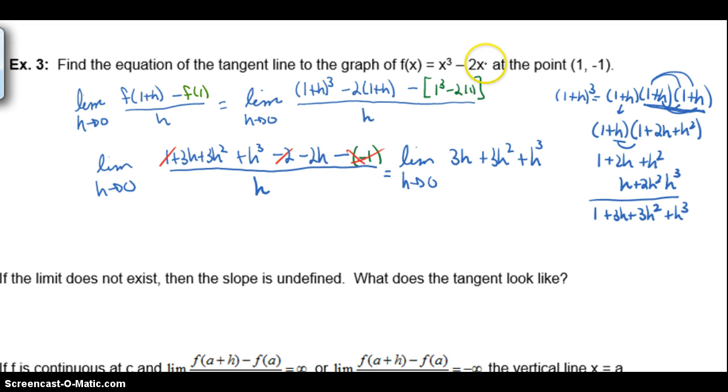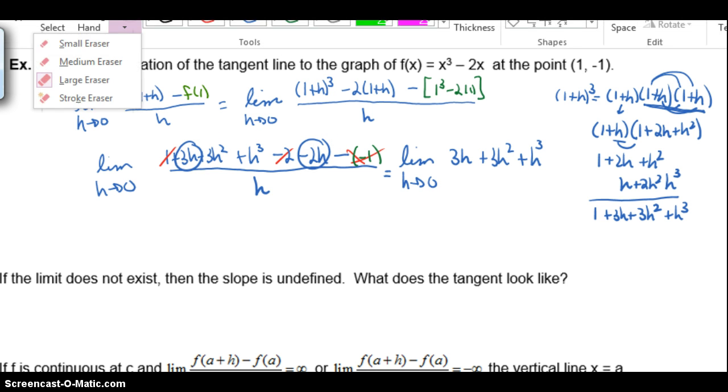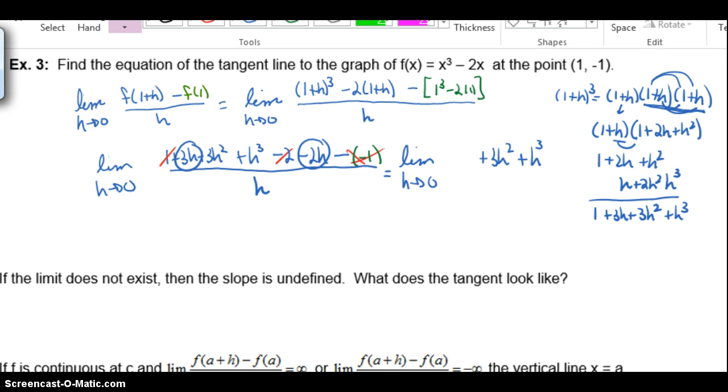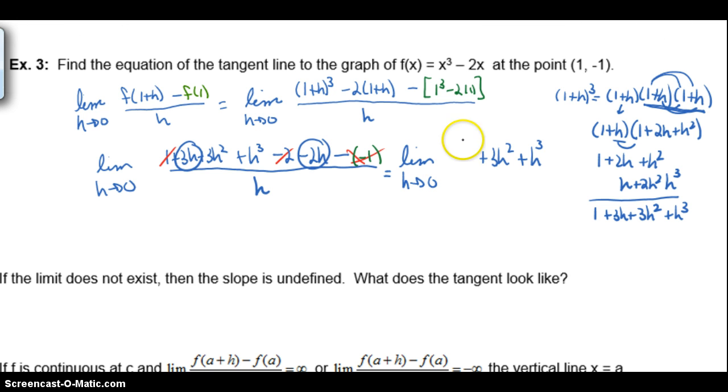Oh, minus 2h. Shoot. Let's combine these guys and make just a regular old h. My bad. All over h.